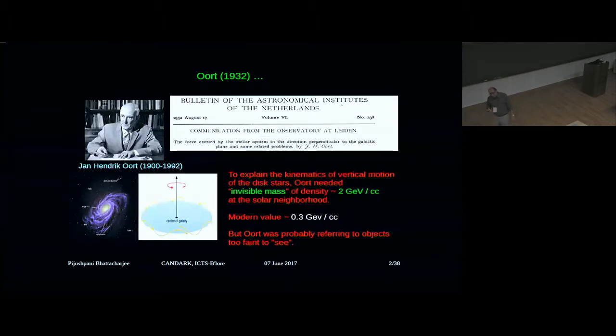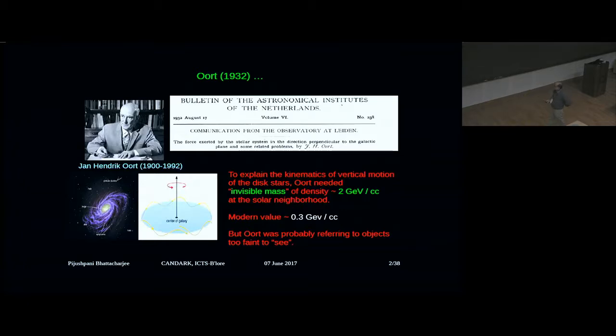As I said, mass discrepancy measurements have a long history. In 1932, Jan Oort, the Dutch astronomer, studied the vertical motion of stars on the disk of the galaxy. Although we know that our galaxy is a spiral galaxy and the stars have a systematic rotatory motion, yet there are peculiar velocities, and they go up and down like this. If you can study the kinematics of this, you can deduce how much mass is there on the disk of the galaxy. So he used this.